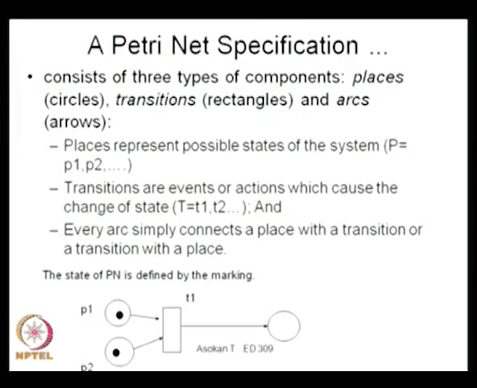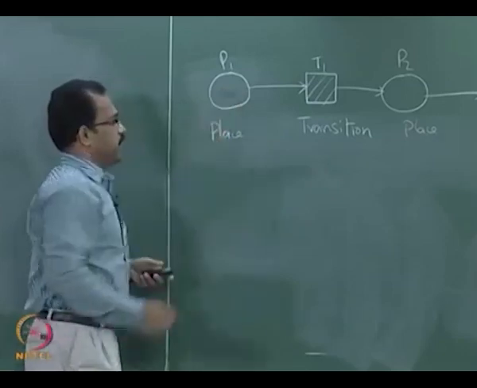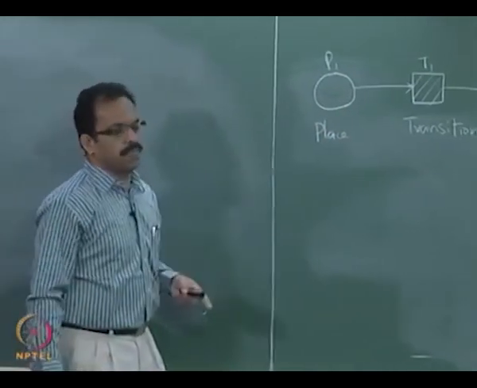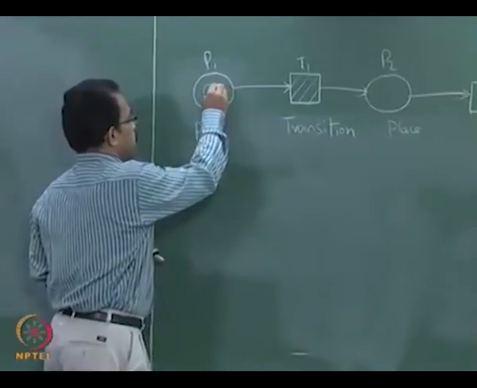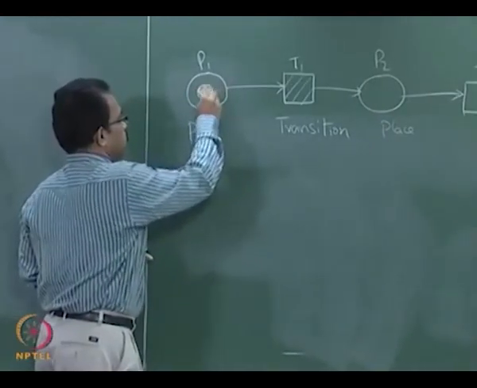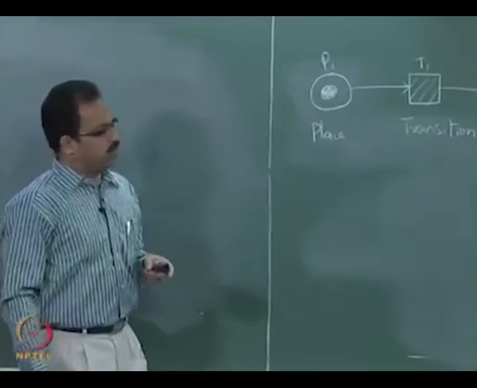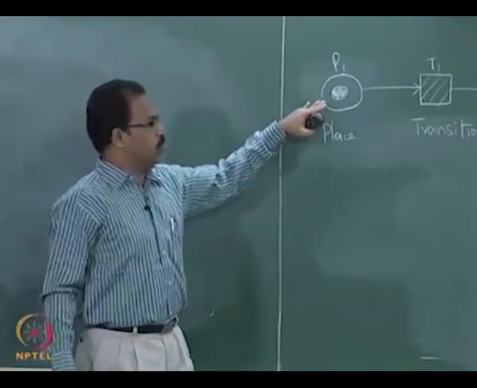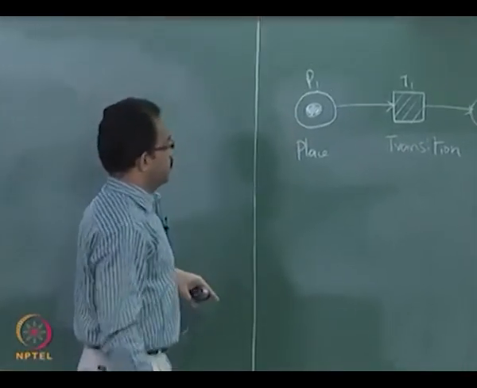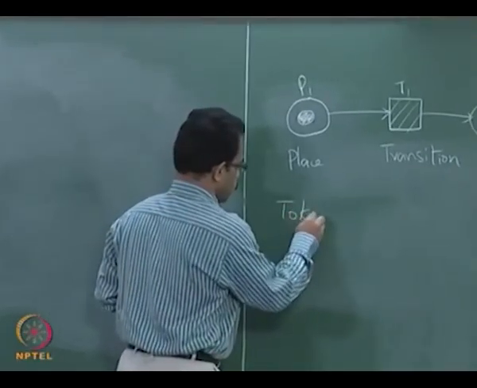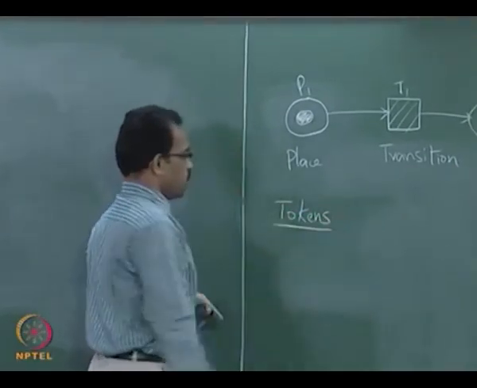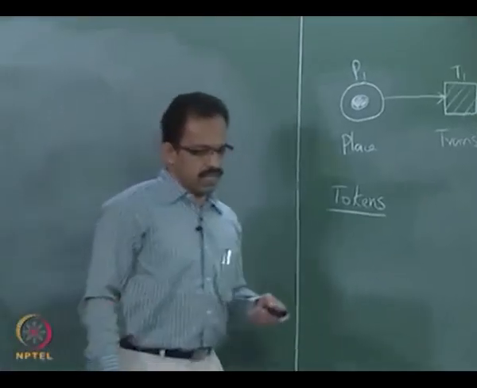And the state of a Petri net is defined by the marking. The state of a particular position is represented by a marking, say a black circle, a filled circle, which shows the status, whether it is in active mode or not. This is known as tokens. So the tokens basically represent the status.